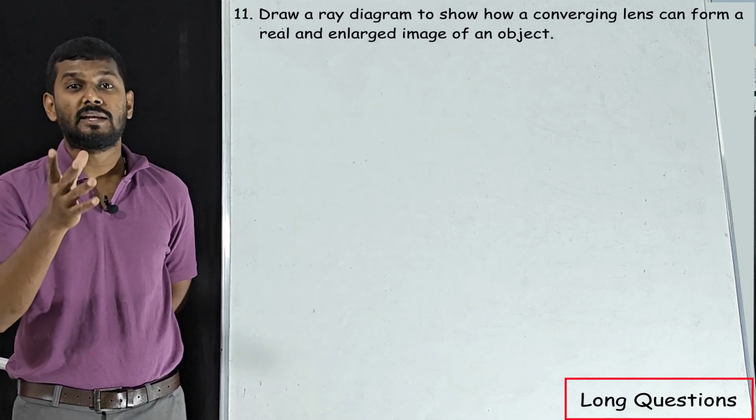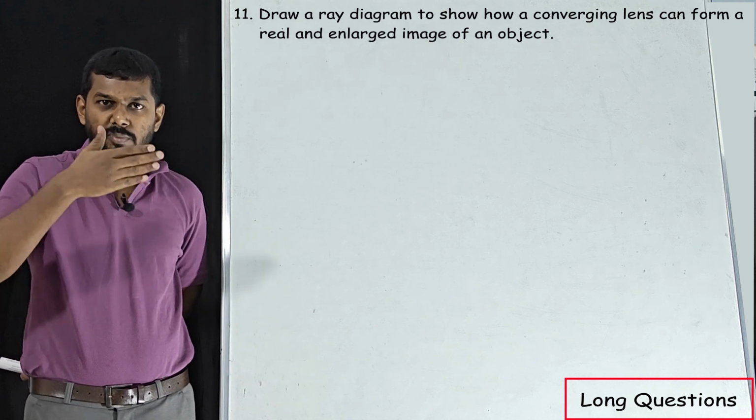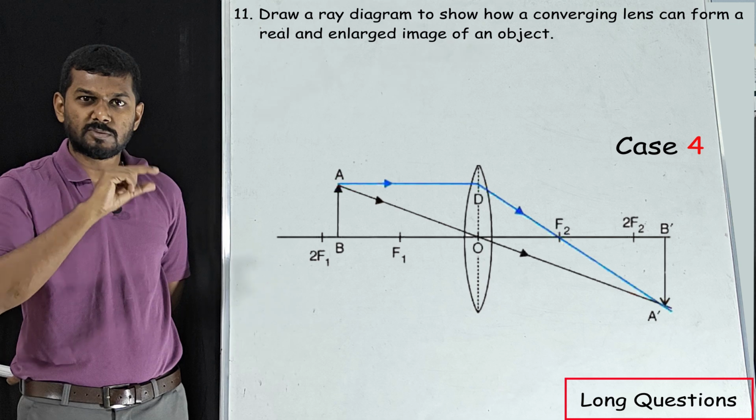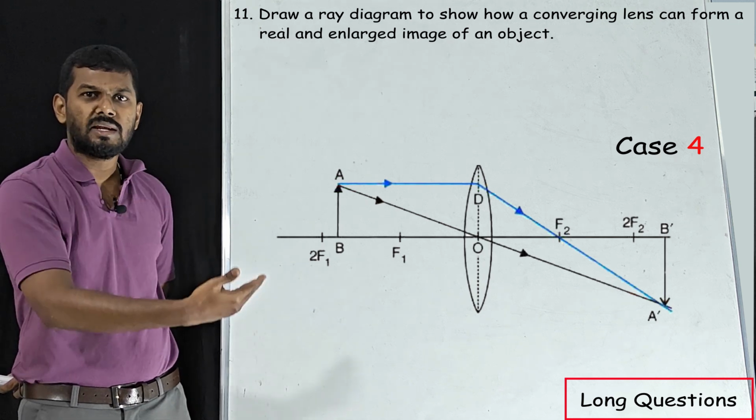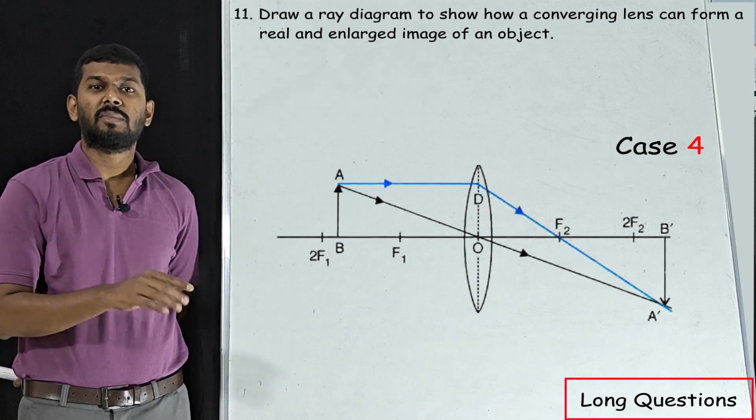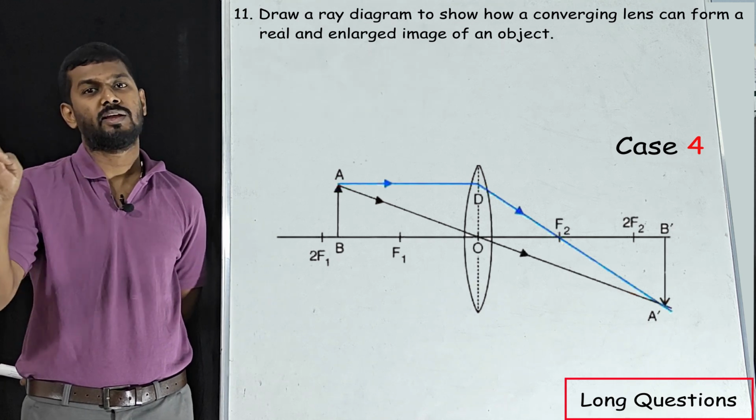Enlarged means magnified. See, when the object is placed between 2f1 and f1, we are going to get the magnified image. So that is nothing but case 4 of convex lens.